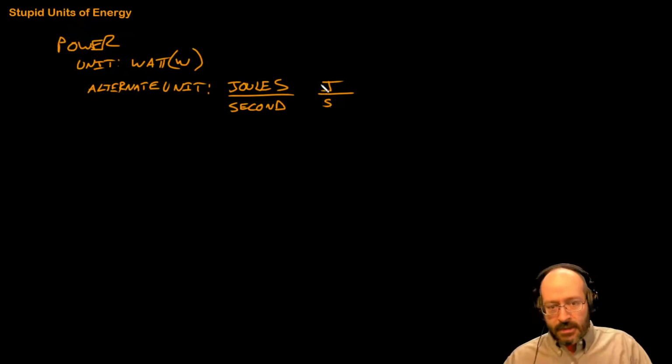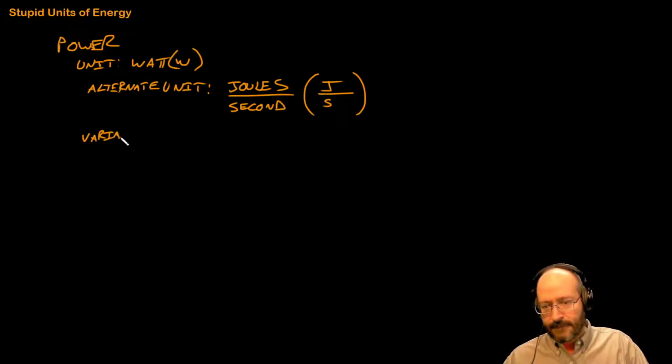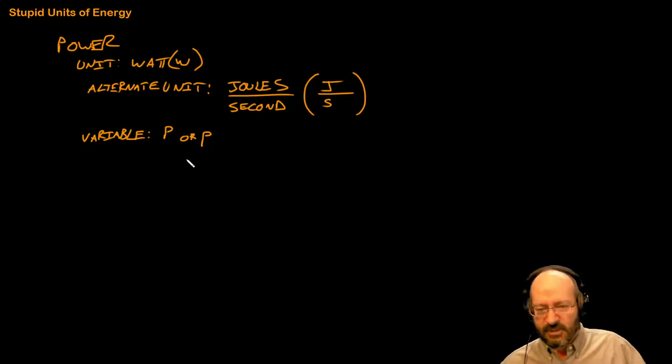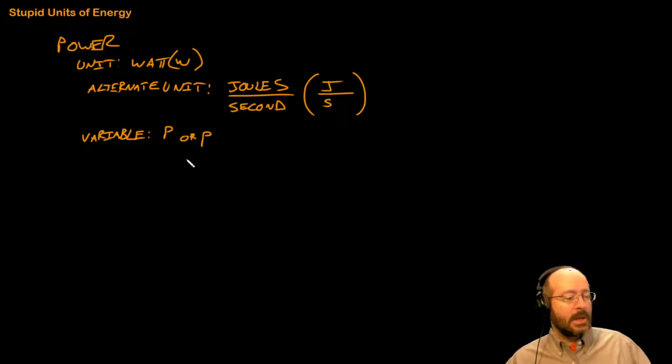So power, and our variable for power is capital P or lowercase p. I don't have a fancy way to make the lowercase p look like a lowercase p. Maybe I'll figure that out if I need to. Usually it's a function of time, so you can see that it's a function of time and assume that it's time variant. So that's power, and energy is measured in joules, or at least it should be measured in joules.